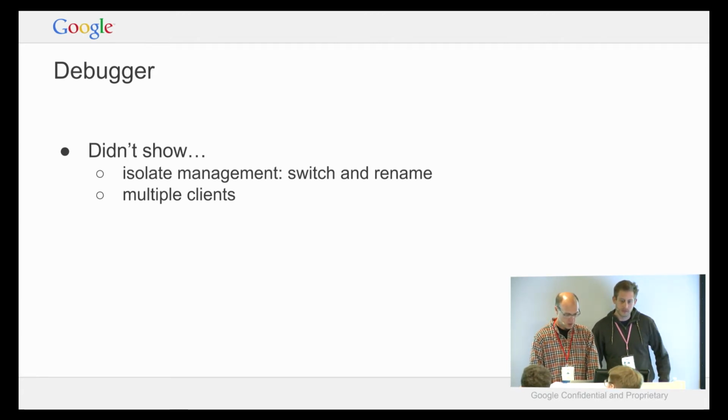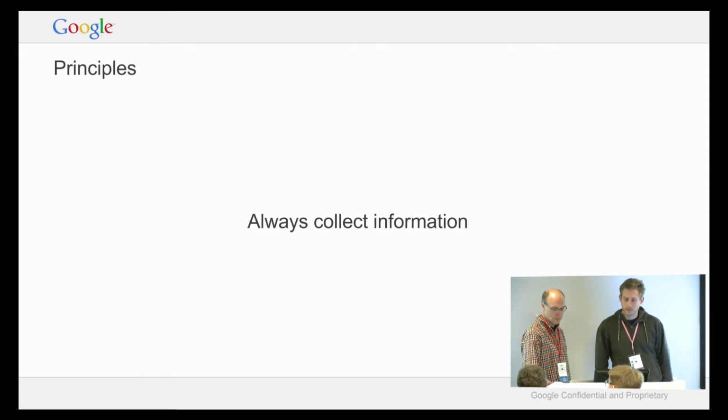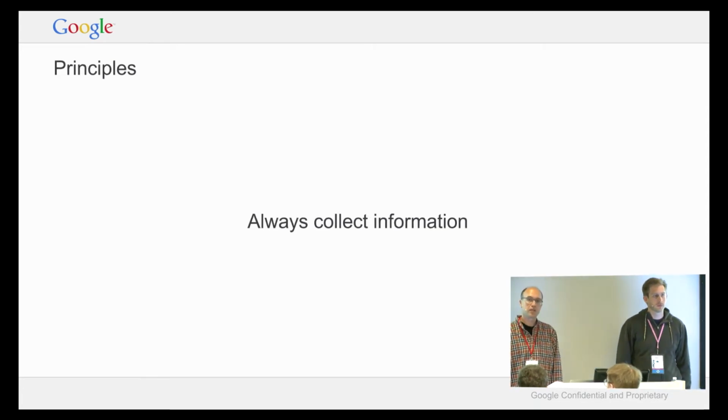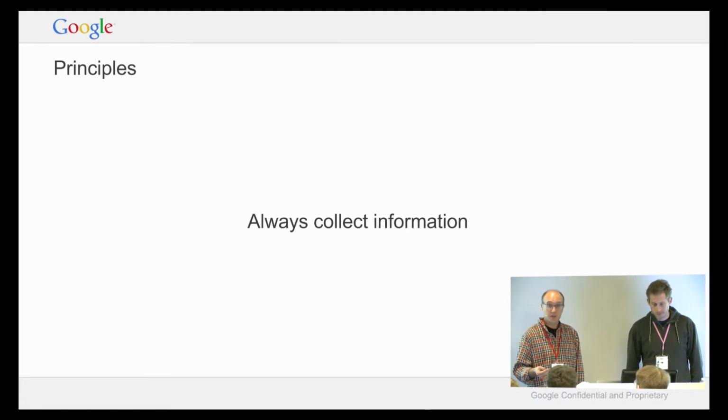So next page. Now we're going to talk about when we're adding features to the Observatory, what it is we think about as we're designing features. The first is that we should always be collecting information. The VM knows a lot about your program. It has your script. It has your source.